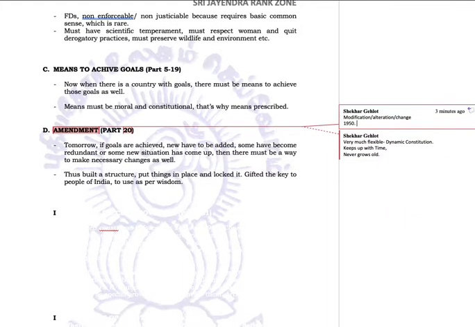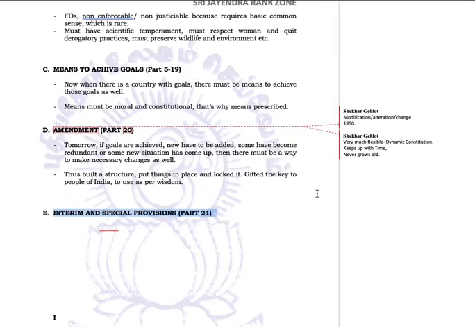Now after part D we go to part E, that is interim and special provisions. Part E, interim and special provisions, that is part 21. What is this interim and special provision?